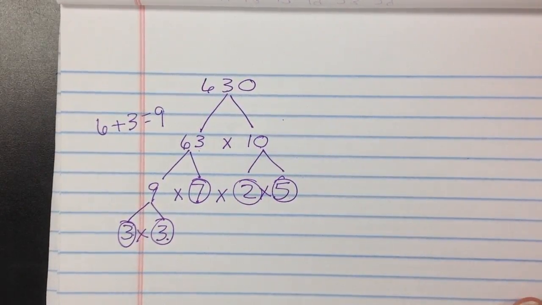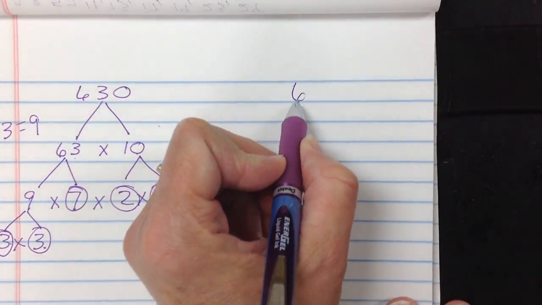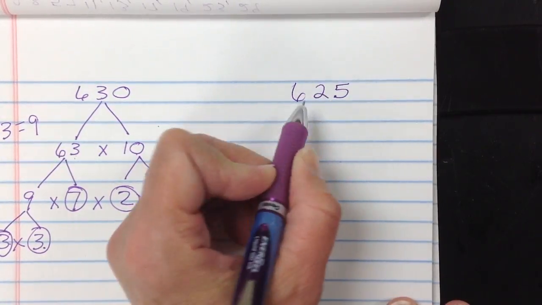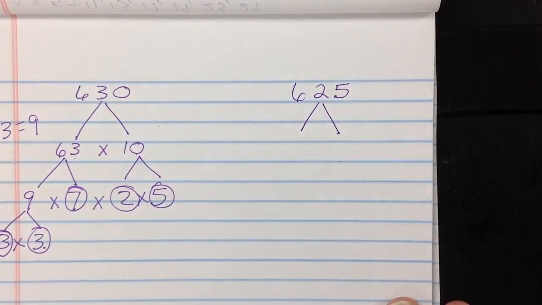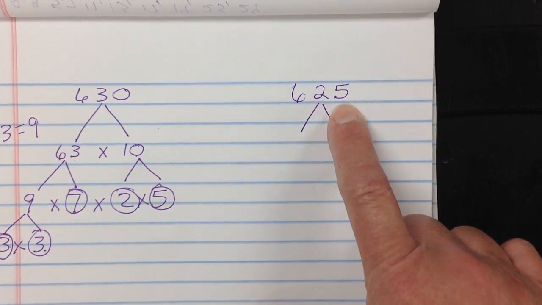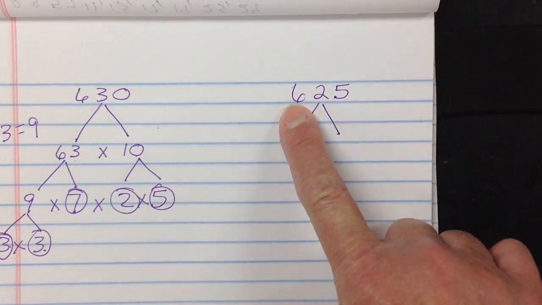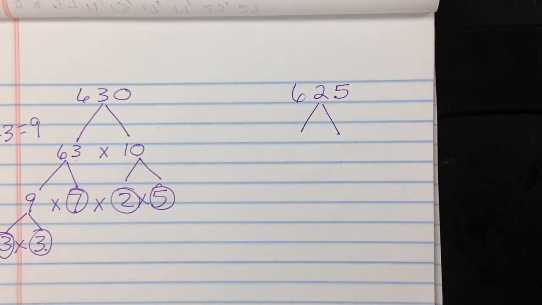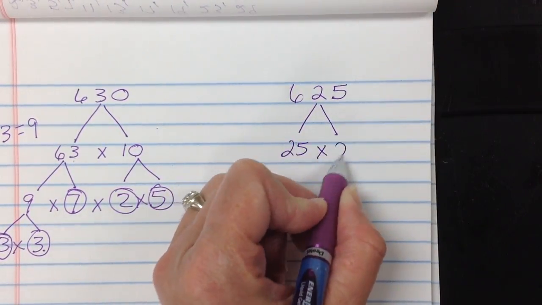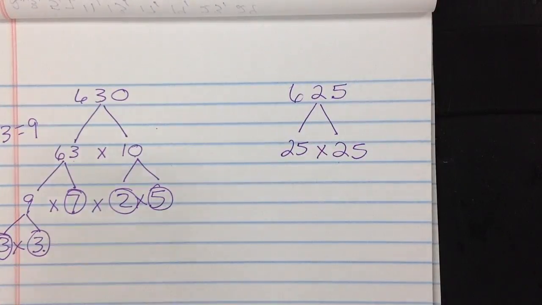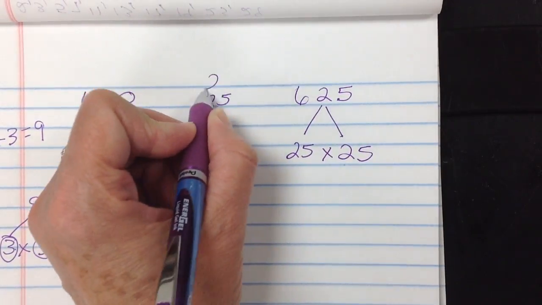And let me do one more for you, 625. And I know, let's see, 25 is going into 625. There are 4 25s in 100. So 4 times 6 would be 24 plus 1 is 25. 25 times 25 is 625. Let's see if that works out.